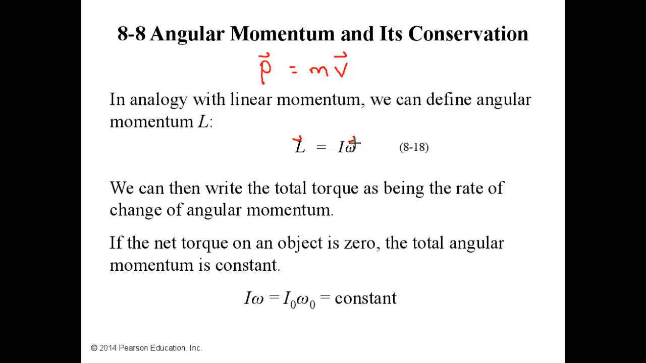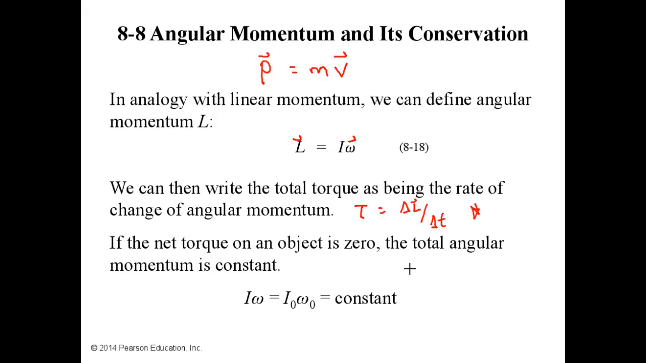Looks very similar now. We can also write our torque to be related to the change in angular momentum divided by a change in time. Much like we had the impulse relationship for the forces, it is still the same here. Lastly, if the net torque on an object is 0, then the total angular momentum is going to be a constant. It's not going to change.